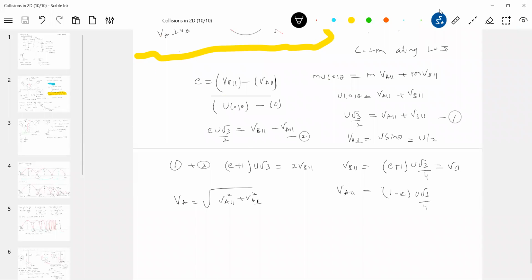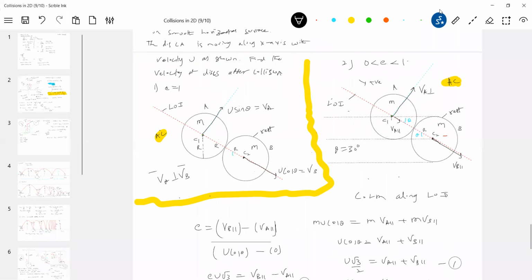So what is the conclusion now here? Disk B moves along the LOI, and disk A, I can't write any specific thing here, whereas here this is perpendicular to the line of impact.